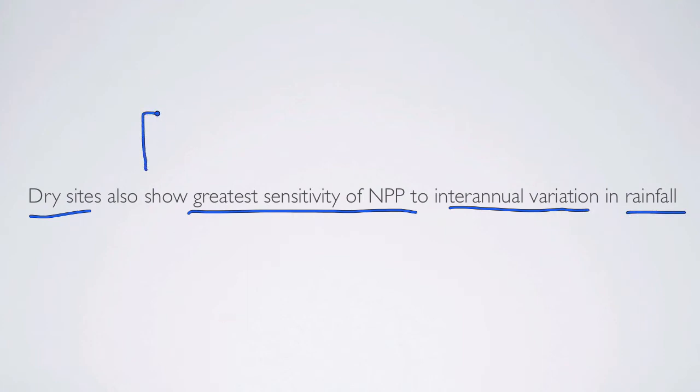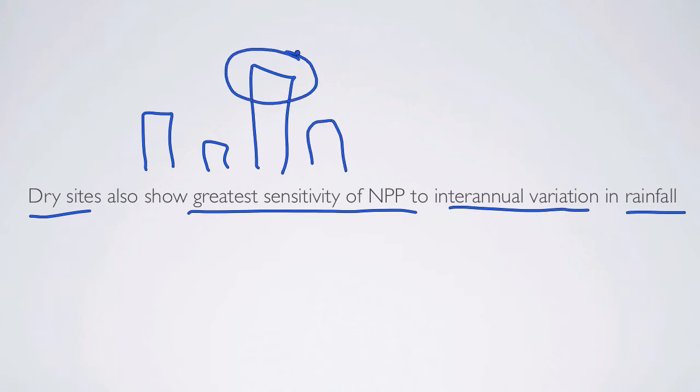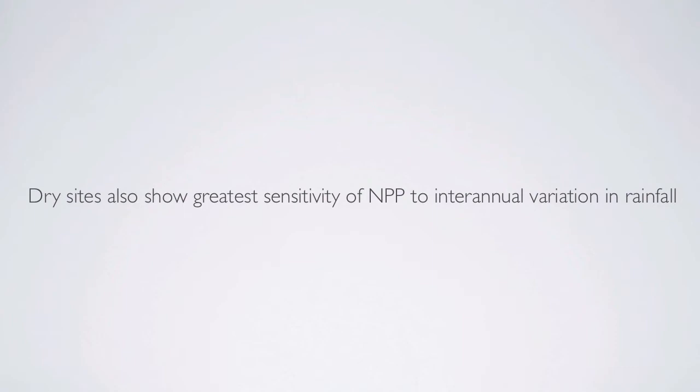So if you take a look at rainfall among years, you'll have wet years and dry years, for example. And for sites that are dry overall, you get a big response in NPP if it's wet. And NPP is greatly reduced when it's dry. And it's the dry sites that are thought of as being the most sensitive to interannual variation in precipitation.